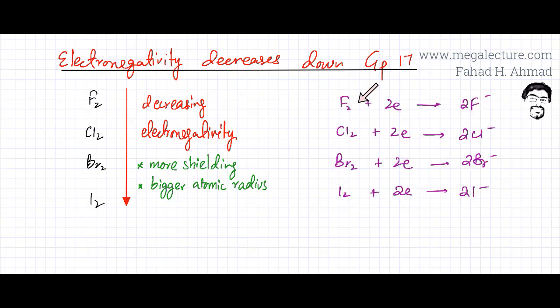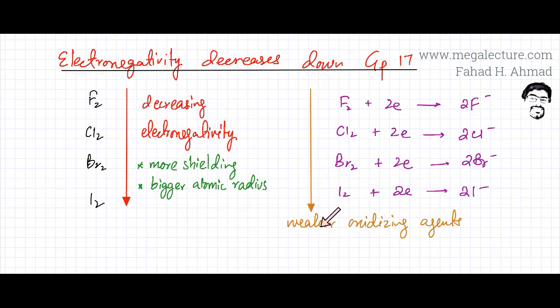All these group 17 halogens, they would like to gain electrons, and they like to form negative ions. So fluorine would try to gain 2 electrons to form 2F-1 ions. Similarly, iodine would also like to do the same. But which one is the most electronegative element? It's fluorine. Fluorine has the greatest tendency to gain electrons.